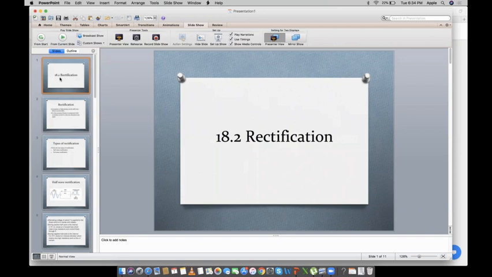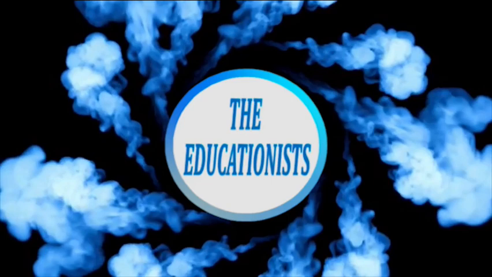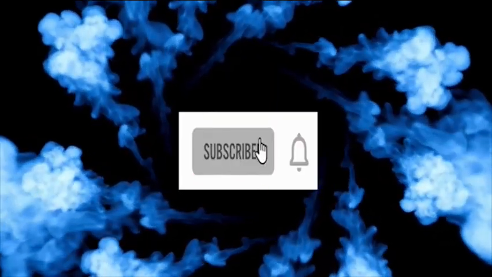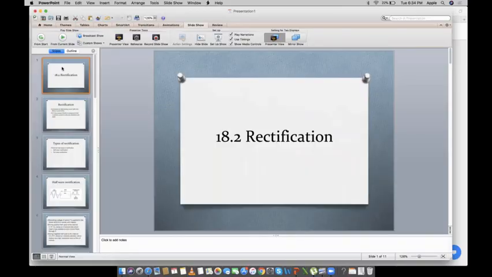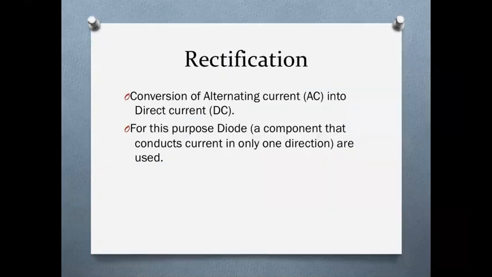Basically this is a topic of your physics class 12th book. So before studying rectification and its working, first of all I need you to know what basically rectification is. Rectification is the process of conversion of alternating current, which we call AC, into direct current, which is called DC.